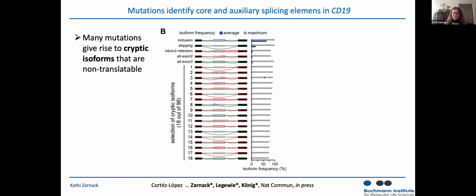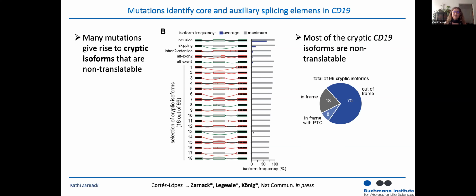And as you can see here by the color coding and also in this pie chart, most of these isoforms are actually not translatable. So they have either a stop codon or introduce a frame shift. And so most likely all of these cryptic splicing events, if they occur, will prevent the presentation of the CD19 epitope on the B cell surface.